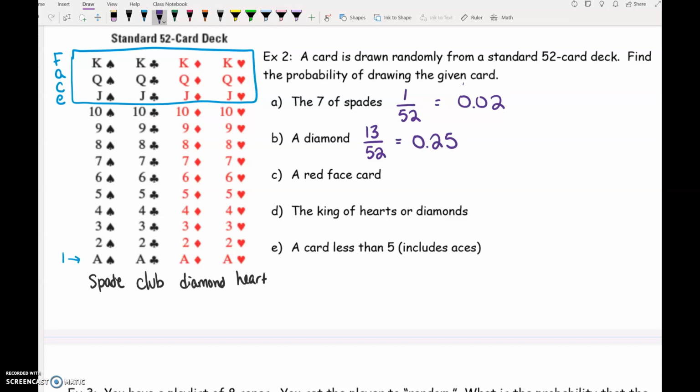A red face card. How many red face cards are there? There's Jack, Queen, King of diamonds, Jack, Queen, King of hearts, so there's 6 of them.